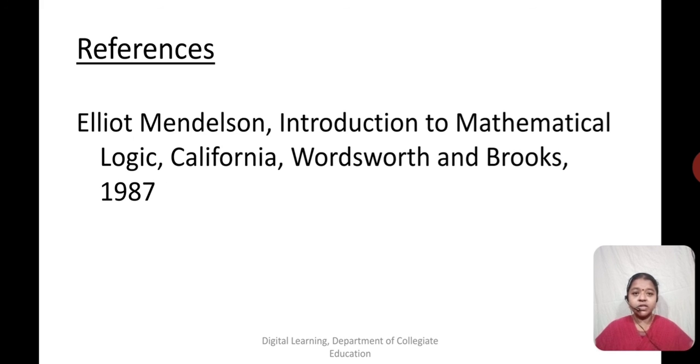The reference which I have used here is Elliott Mendelson. The book is Introduction to Mathematical Logic from Wadsworth and Brooks, 1987.